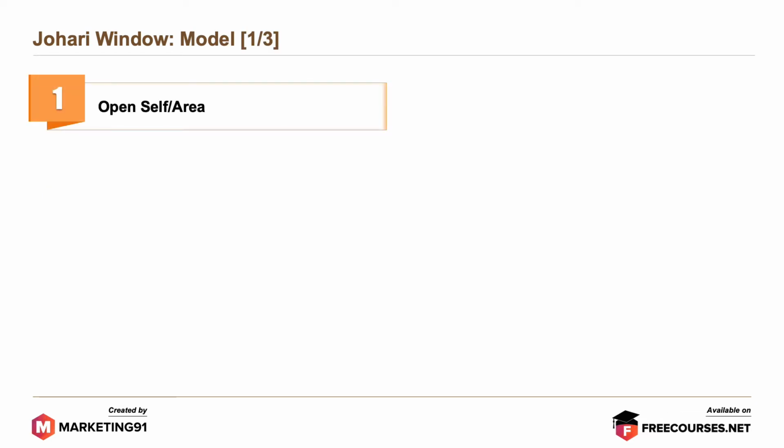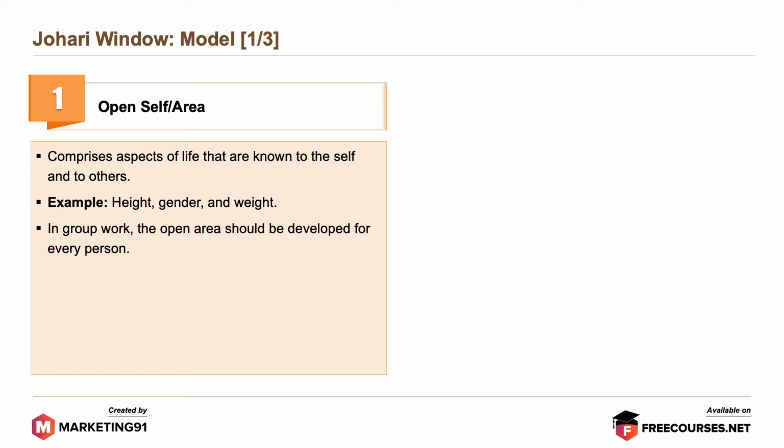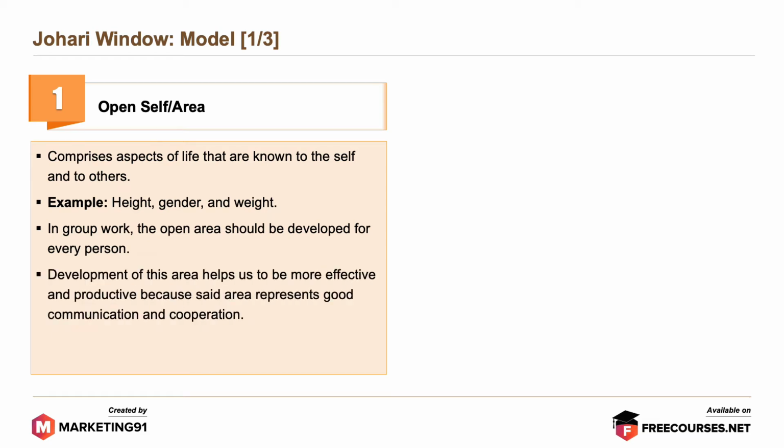First, open self area comprises of aspects of lives that are known to the self and others. Example, height, gender, and weight. In group work, the open area should be developed for every person. Development of this area helps us to be more effective and productive because said area represents good communication and cooperation.